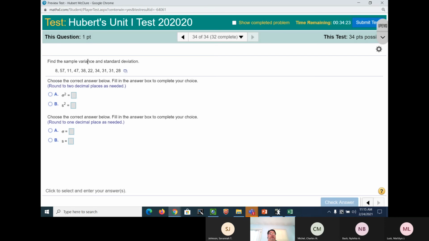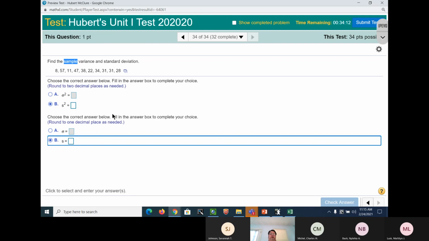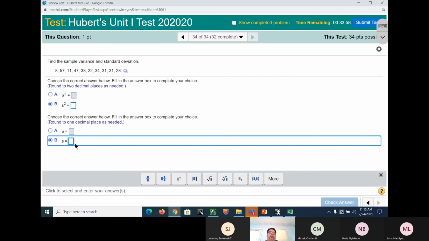And find the sample variance. Notice it says what? Sample. So your answer is going to be S squared and S. Now, somebody type those in for me and give me the two samples. Do it on your calculator. You're going to take the standard deviation, which will be right here. It says round to 1 decimal place, and raise that to the second power to get this, because that's S and this is S squared.